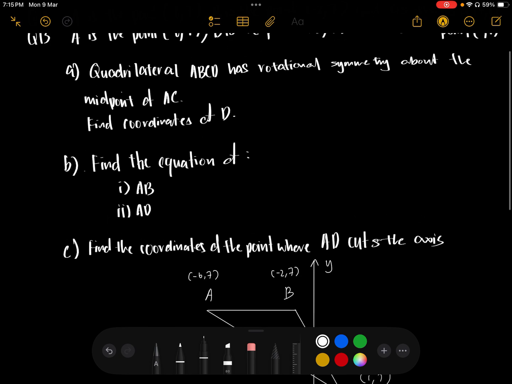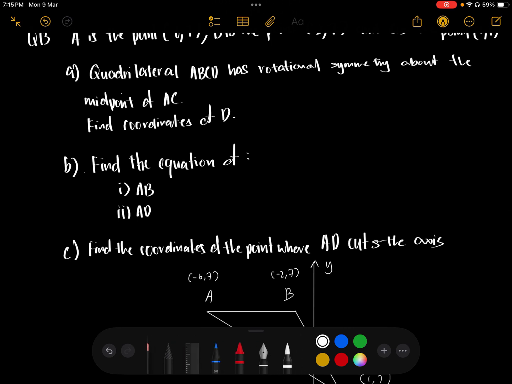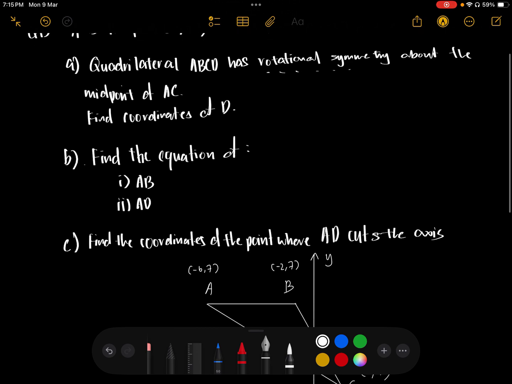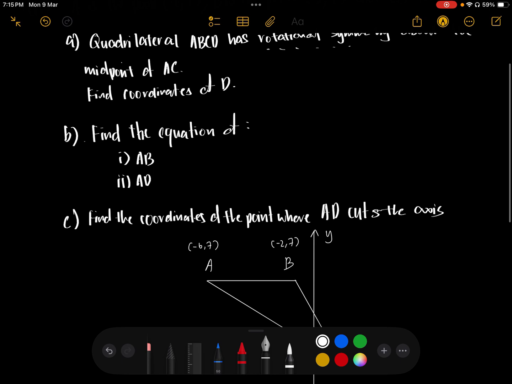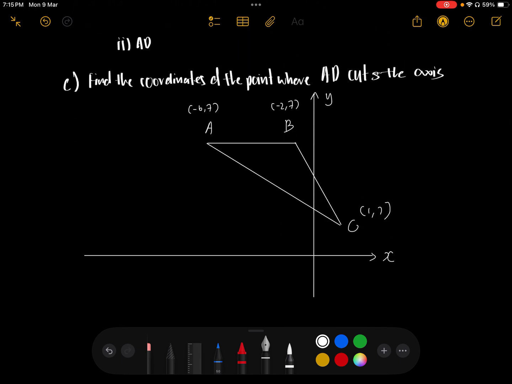Alright, so when you say something has rotational symmetry, it means when they rotate, you should end up with the same thing on the other side. And the center should be the midpoint of AC. Let's look at a rough sketch here. So let's say this is the quadrilateral, and when you turn it, when you flip it, it should still end up like this.